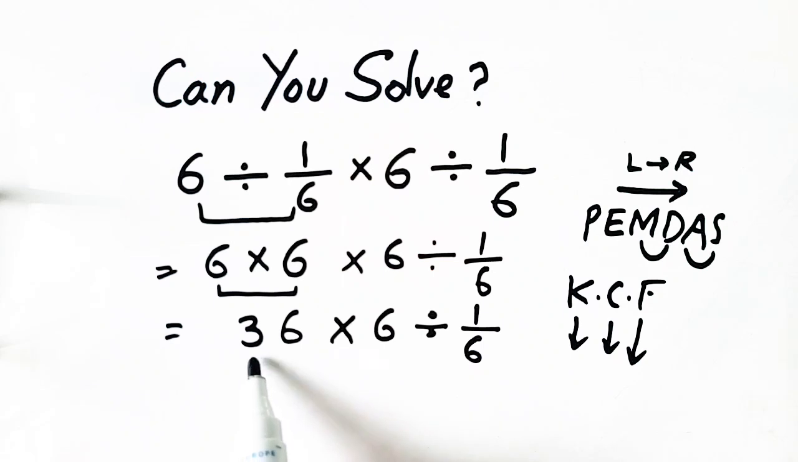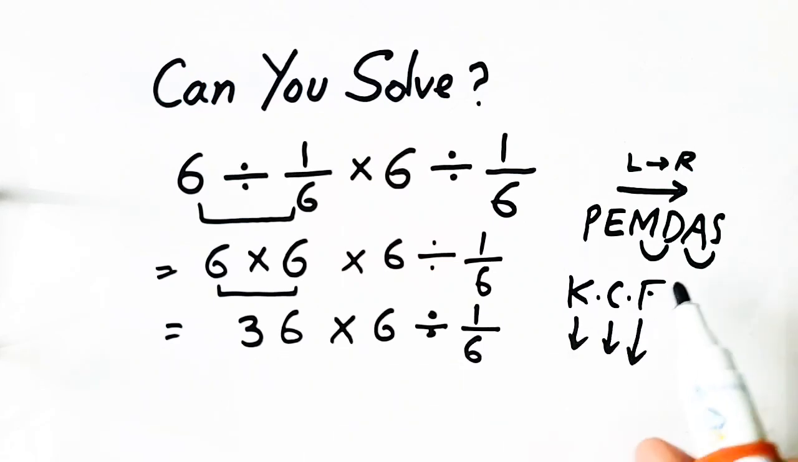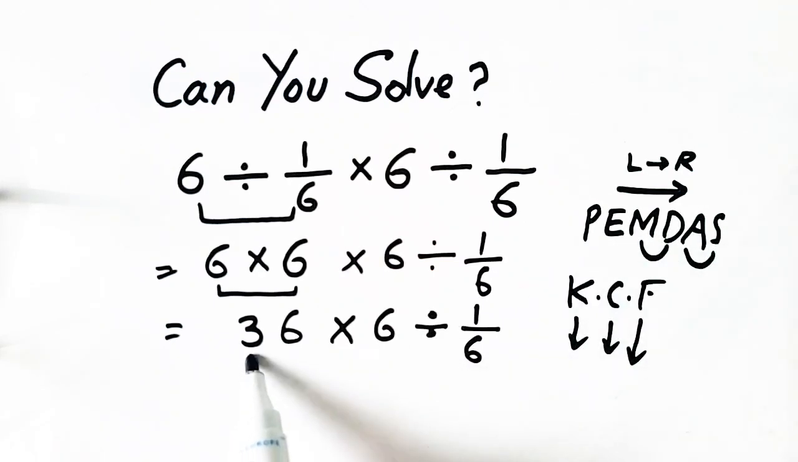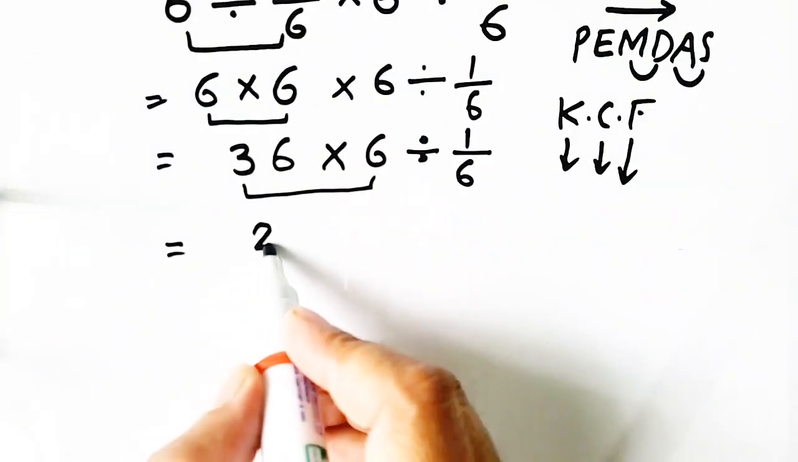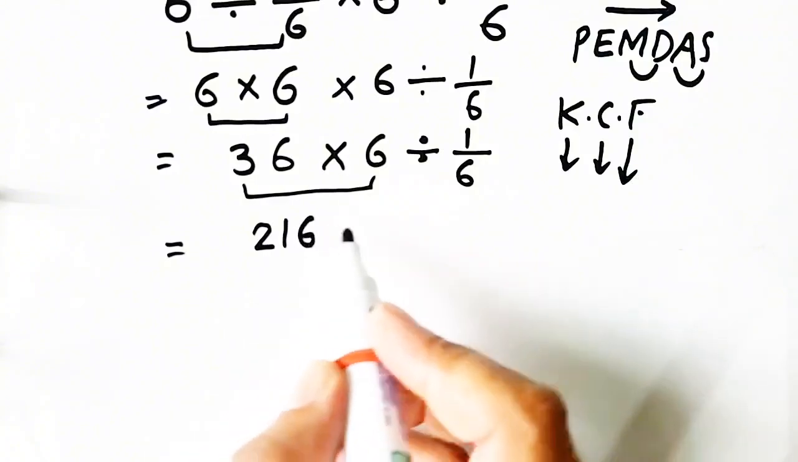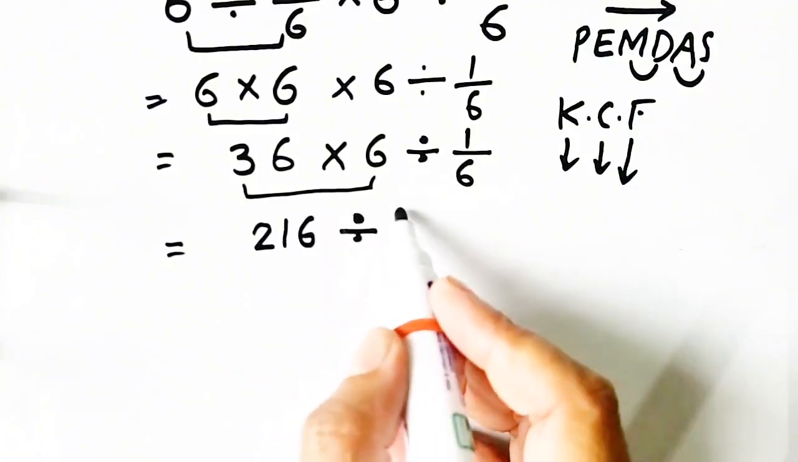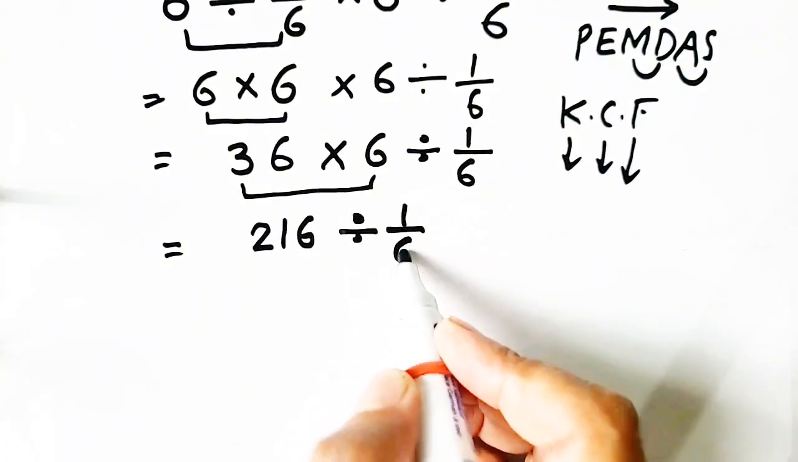Now we will apply the PEMDAS principle from left to right. So first of all we will solve 36 multiplied by 6. So it will become 216 divided by 1/6.